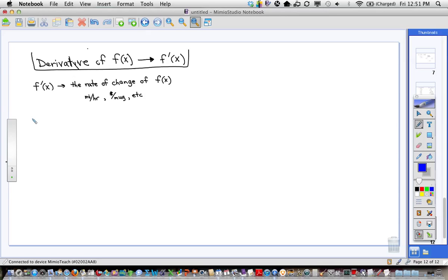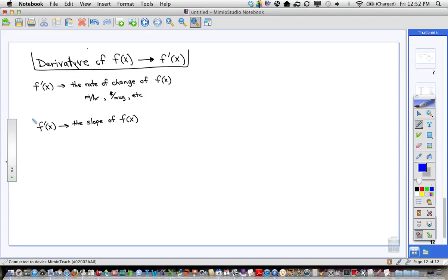Instantaneous rate of change. Now the other way to think about f prime of x is the slope of f of x. The slope of f of x. If you had a graph that had no units on it, no story problem attached to it, it would still have a derivative, which would be the slopes of the original graph, the f graph.